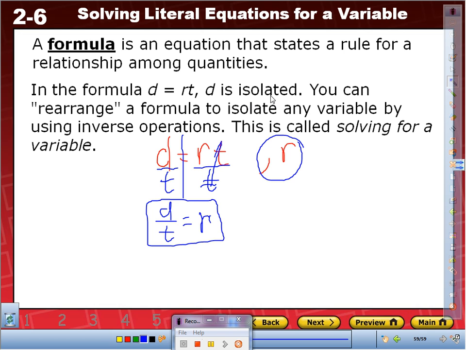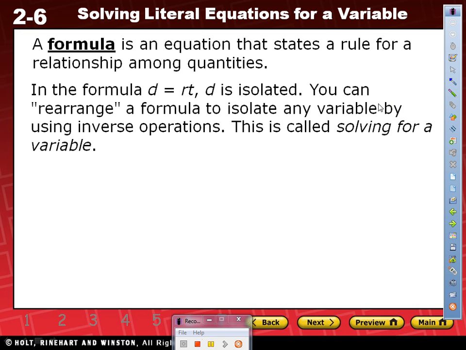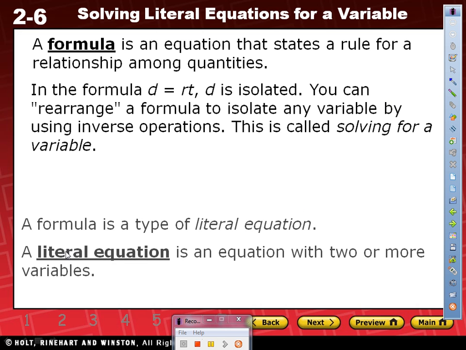So we're going to be looking at formulas. However, notice that this is not a two-variable equation. Does everybody see that? This is a three-variable equation. Any equation that has more than two variables has a particular name. Check this out. The name of that equation is a literal equation. An equation that has more than two variables is a literal equation.